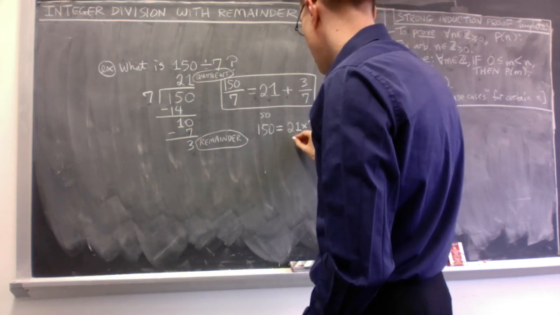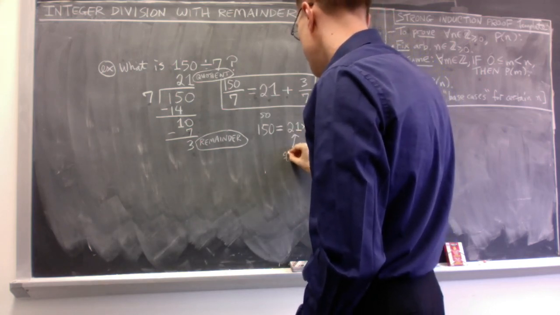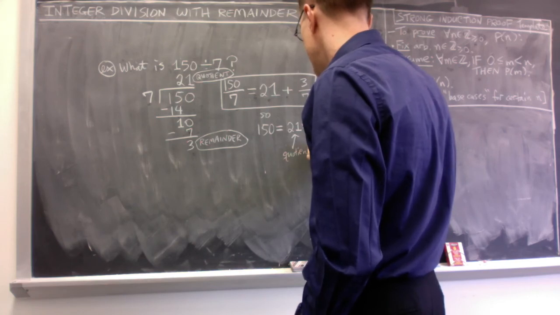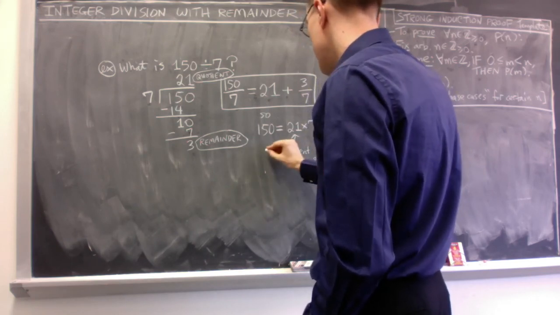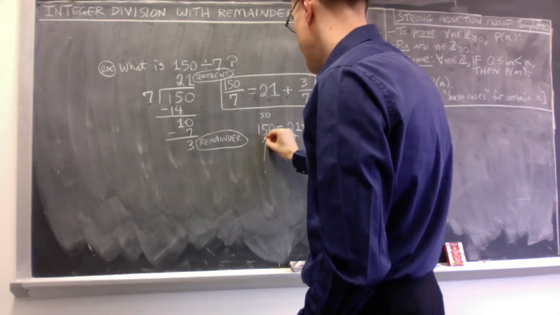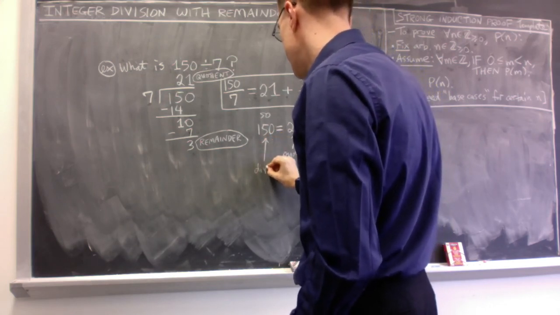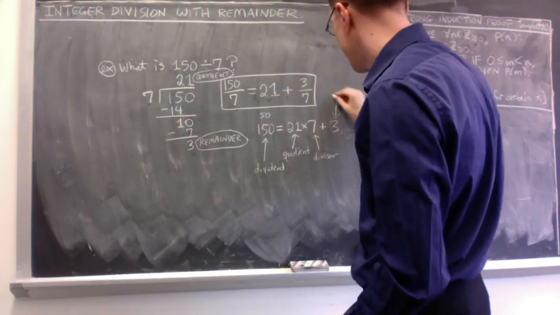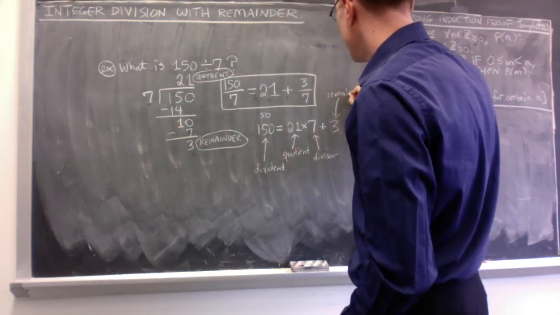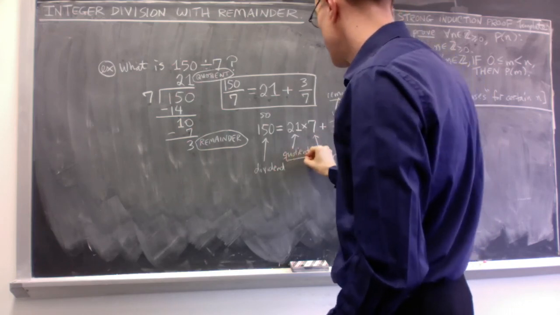And let's see if I remember all the terms. So the quotient again, 7 could be called the divisor, the thing you're dividing by. I think this is called the dividend. I'm not going to commit to that completely. This is the remainder. The main terms we need are quotient and remainder.